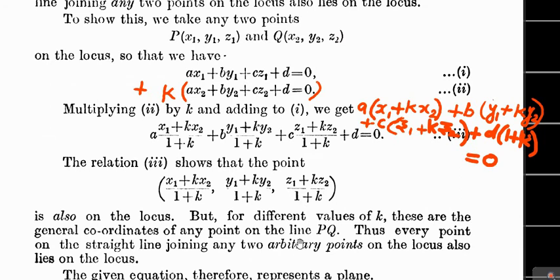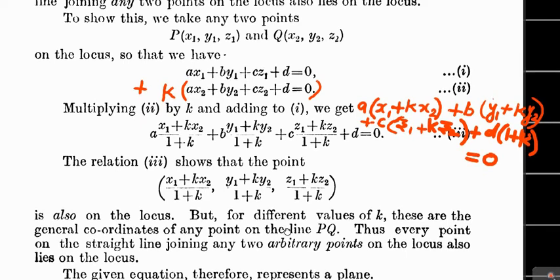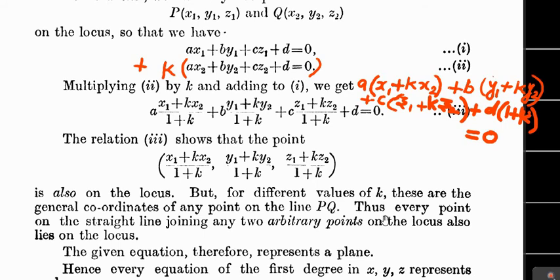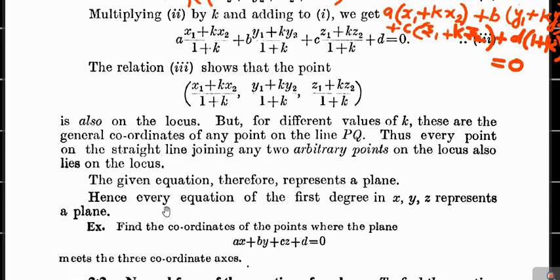So therefore, we have considered a general equation of the first degree in xyz, and we have shown that the equation represents a plane. So therefore, we have proved this first result. Hence, we have concluded that every equation of the first degree in xyz represents a plane. So like such, we have proved this first result of this chapter.